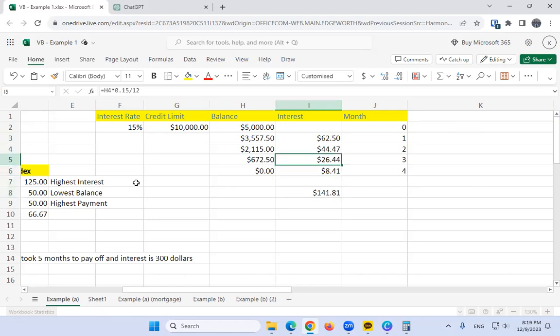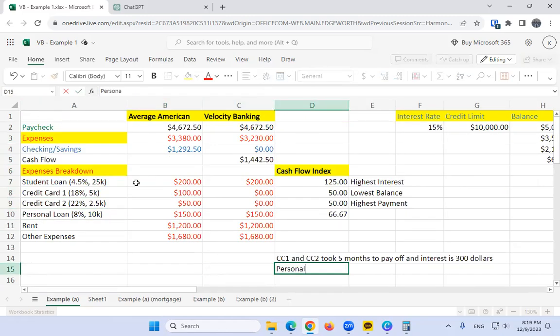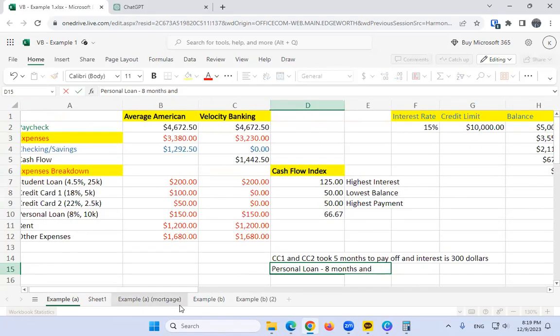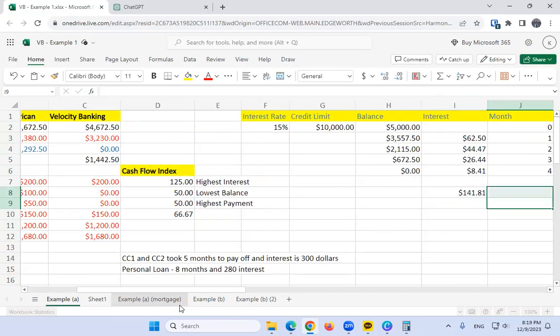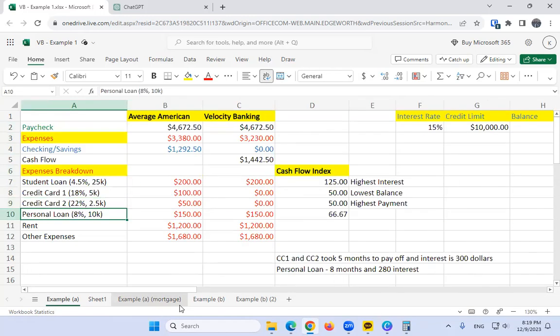But we'll say it takes about 8 months. Let me see, 1, 2, 3, 4, 8 months and $280 of interest to pay off this loan. So personal loan, 8 months, and how much interest? I can't even remember. $280 interest. Okay, so now let's go ahead and do this and put this to 0, right?